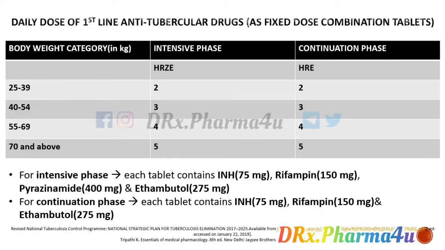So each tablet contains isoniazid 75 milligram, rifampin 150 milligram, pyrazinamide 400 milligram, and ethambutol 275 milligram. And in the continuation phase, we have eliminated pyrazinamide. So each tablet contains isoniazid, rifampin, and ethambutol.